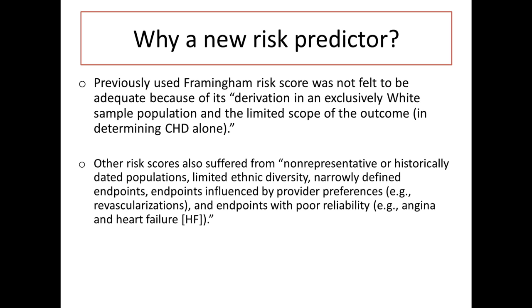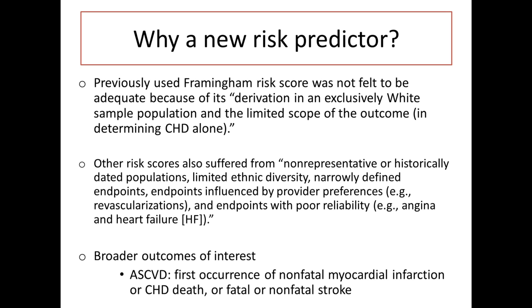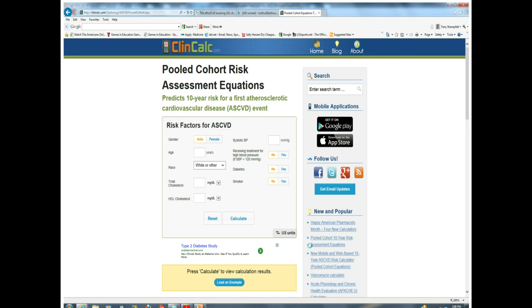They also felt other risk scores which exist, and there's several of them out there, suffered from, quotes, non-representative or historically dated populations with limited ethnic diversity, with very narrowly defined endpoints, endpoints that were influenced by provider preferences, and endpoints with poor reliability. So it made sense to them that they needed something better. And so importantly, and I think to their credit, their risk tool has a much broader outcomes of interest. And I define what atherosclerotic cardiovascular disease was before, but it really looks at much more than other tools have looked at. And this is commendable.